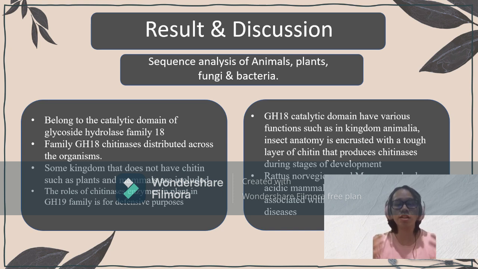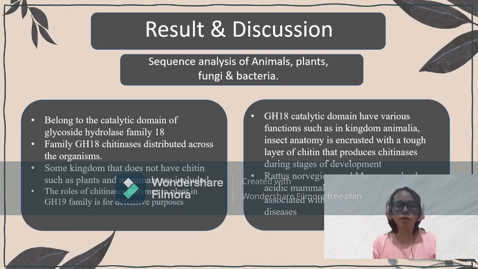Meanwhile, the GH18 catalytic domain has various functions such as in kingdom Animalia, where insect anatomy is encrusted with a tough layer of chitin that produces chitinases during stages of development. Apart from that, rat and mouse have acidic mammalian chitinase that is associated with immune system diseases.